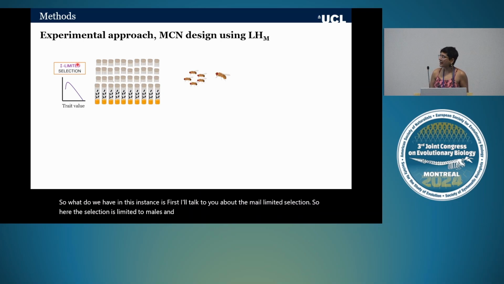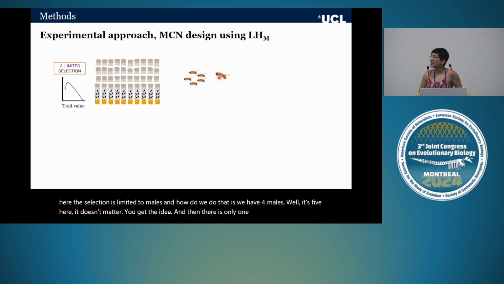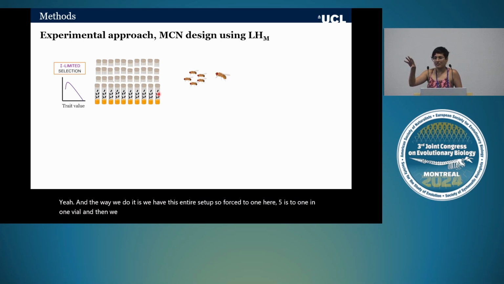And how do we do that? We have 4 males. Well, it's 5 here. It doesn't matter, you get the idea. And then there is only 1 female. So essentially, we are limiting selection to the males. And the way we do it is we have this entire setup: 4:1, or here 5:1, in one vial, and then we have them mate, right?